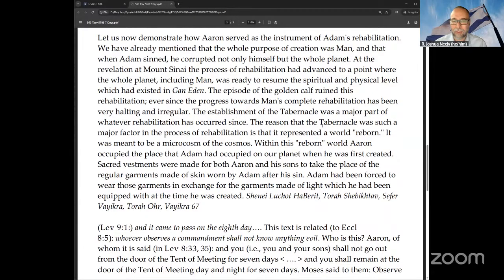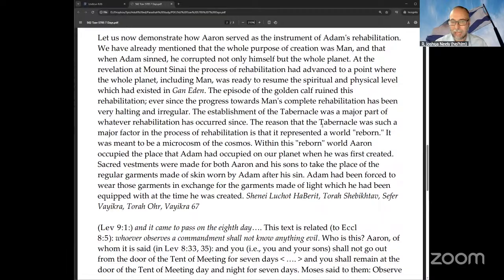The reason that the tabernacle was such a major factor in the process of rehabilitation is that it represented a world reborn. It was meant to be a microcosm of the cosmos. That is to say, the tabernacle represents the world made right, that it was not just a template, but a concrete example, if you will, a diorama of the potential for the world to be constructed carefully in a way that was not only beautiful, but was also very meaningful. And this is what the world, of course, is meant to be. And where we see the world not like that, well, that's the areas that are in need of remedy, of fixing, and of redemption. So the tabernacle acts as that blueprint of, yes, it can exist. Look, we have a small example right here.